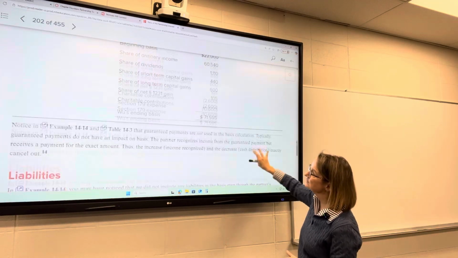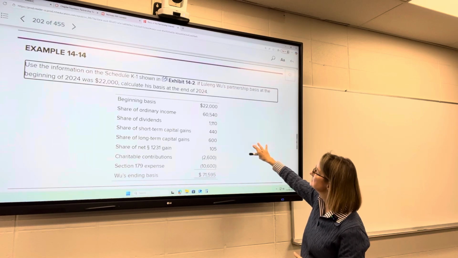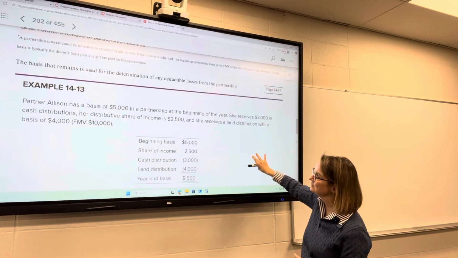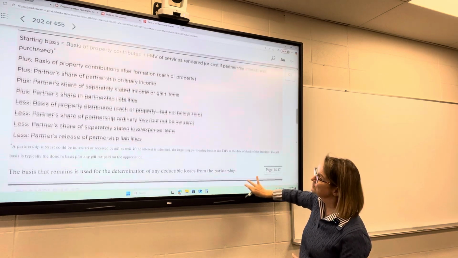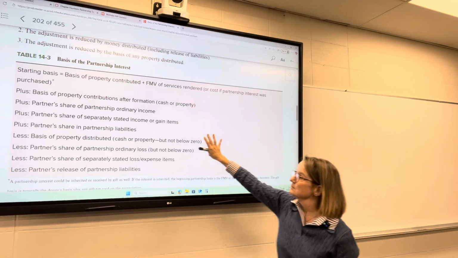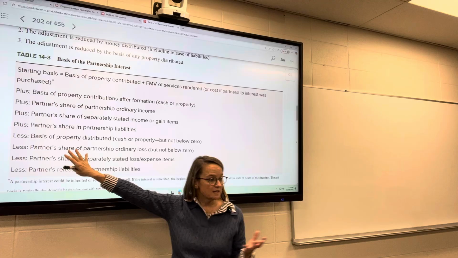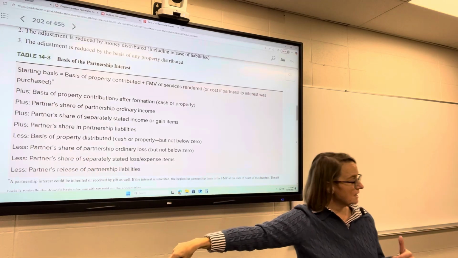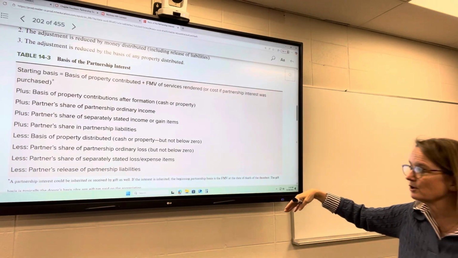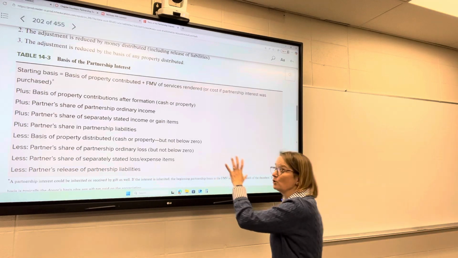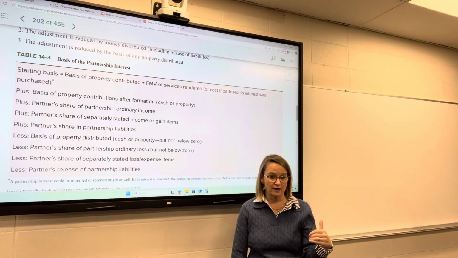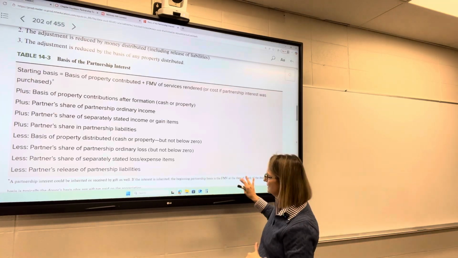Okay, so these are the things I want you to take away from this section for the most part. I want you to be familiar with all of these things that affect the increase and the decrease in a basis calculation for a partnership, as well as the order in which they have to be calculated. That's the major thing here.